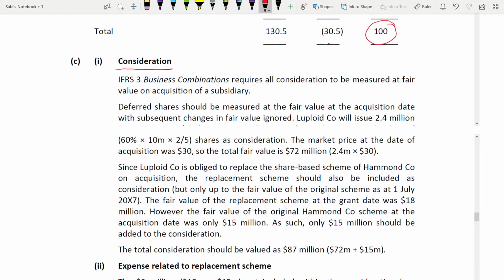It is IFRS 3. What is IFRS 3 about? IFRS 3 is your business combination. It talks about your consideration. So whenever you have to measure a consideration on acquisition, you have to mention IFRS 3, business combination. This standard talks about consideration, how to calculate it and all.